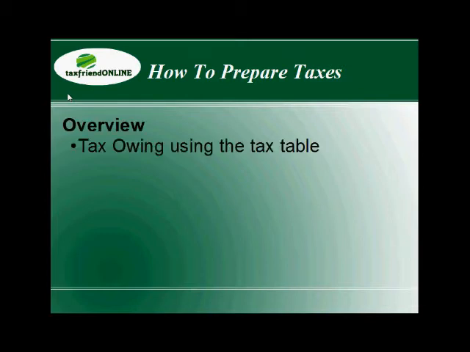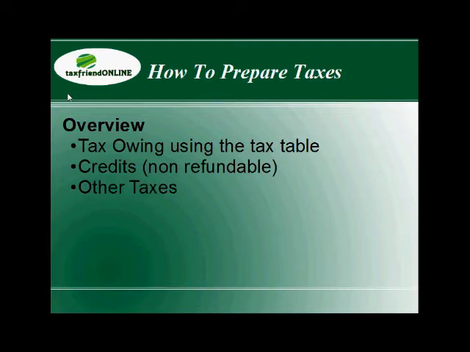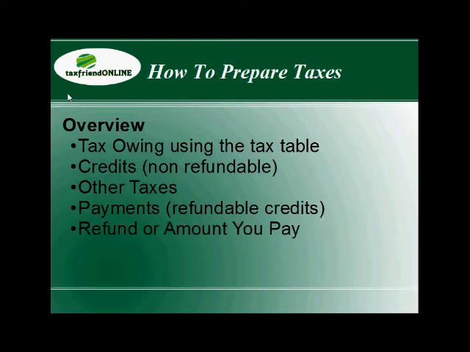Today we're going to go over figuring out the tax owing using a tax table, figuring out your credits, also known as non-refundable credits, figuring out other taxes owing, figuring out your payments, otherwise known as refundable credits, and determining the refund that you get or the amount that you pay.